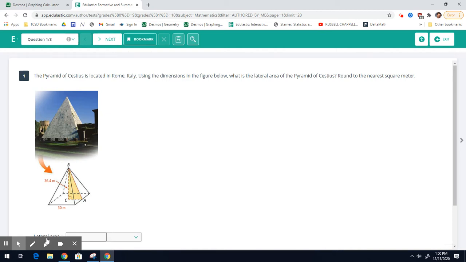So if I'm looking for lateral area, the lateral area of your pyramids is 1/2 the perimeter of the base times the slant height. Notice here, this is a square pyramid. So the perimeter of the base will be 4 times its side length, which is 30. But then the slant height, don't be confused, this 36.4 is the height. Notice how they have this right triangle drawn for you. You're going to use this right triangle to find your slant height L. Remember that this bottom side is half of the side length. Half of 30 equals 15.